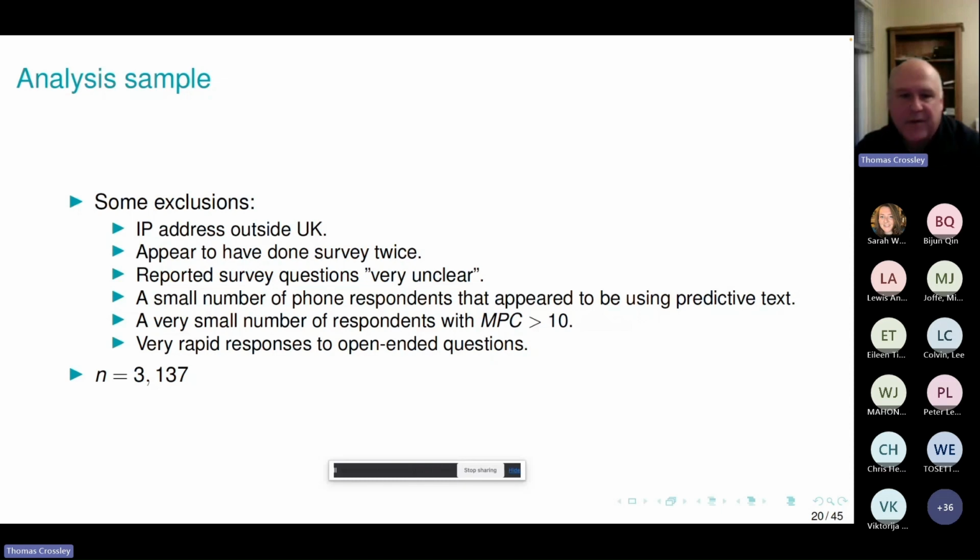We deleted a very small number of respondents with MPCs in excess of 10. And we deleted the 5% of individuals with the very fastest responses to the open-ended questions, the open format questions. And that left us with an analysis sample, which underlies what I'll show you today, of about 3,137 cases.